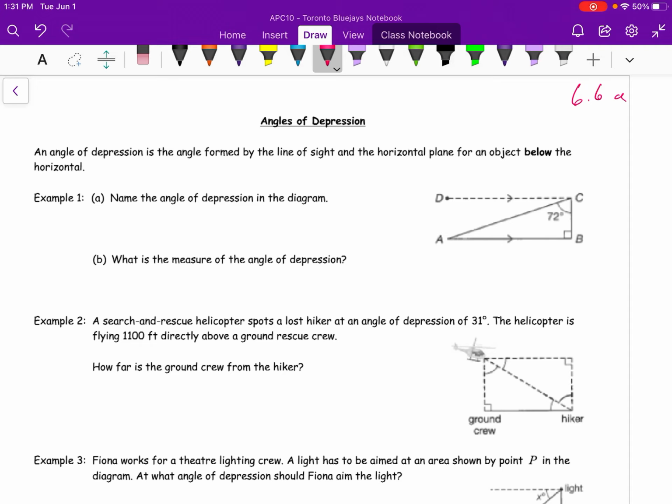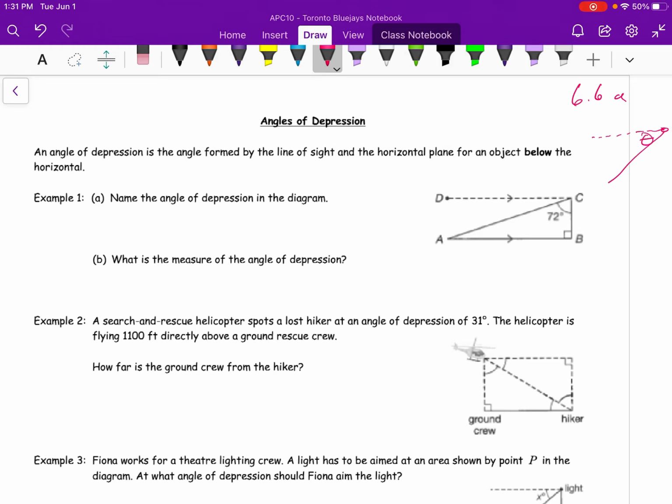The next lesson is very similar to the angles of elevation, and it's angles of depression. An angle of depression is formed by a line of sight in the horizontal plane for an object that is below the horizontal. And generally speaking, if this is the horizontal, you're going to be looking down, and anything below the horizontal plane will be an angle of depression.